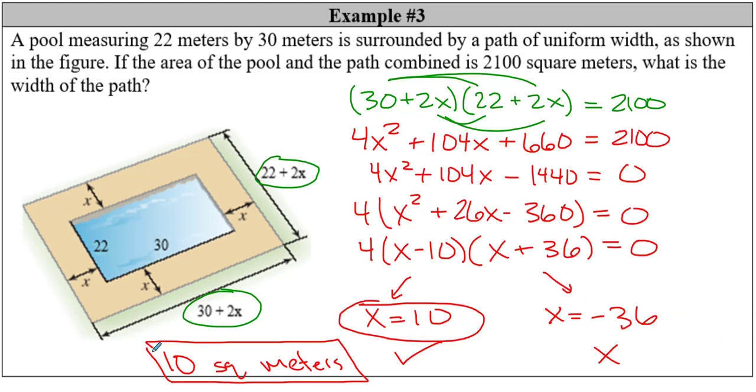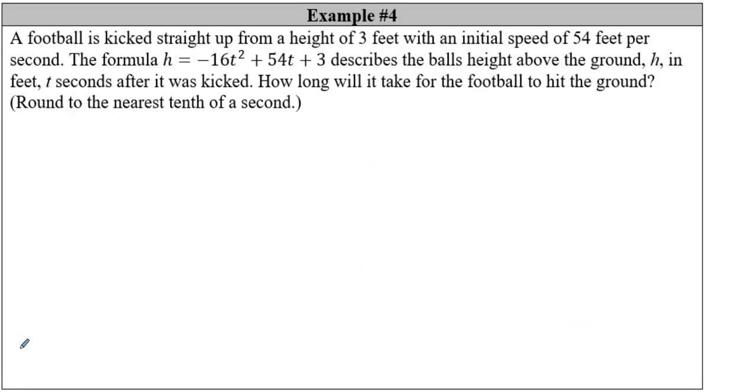All right, last but not least, we got example number 4. Let's hop to it. This is saying a football is kicked straight up from a height of 3 feet with an initial speed of 54 feet per second. This is our formula, negative 16t squared plus 54t plus 3. This is describing the ball's height above the ground. So height is our h, and t is in seconds after it was kicked. How long will it take for the football to hit the ground? And we want to round to the nearest tenth of a second.